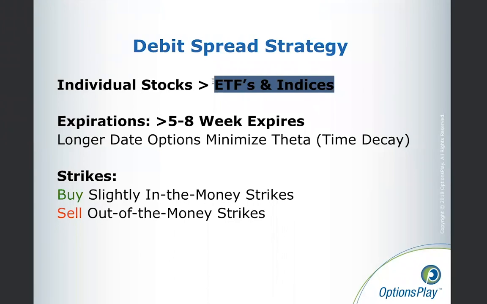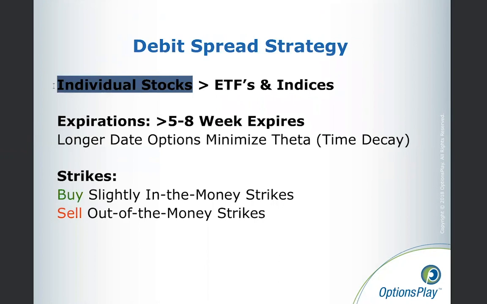You know, ETFs and indices, because they account for a large number of underlyings, they tend to have smaller directional moves, or they certainly don't have as many jumps or gaps higher or gaps lower because they've diversified away the single stock risk. So debit spreads, generally speaking, because they take advantage of large moves, tend to work a little better on individual stocks versus ETFs and indices.